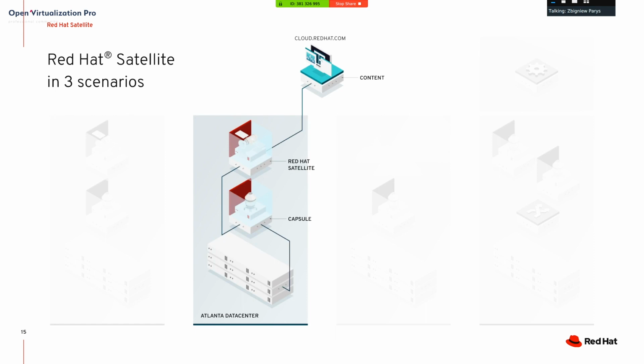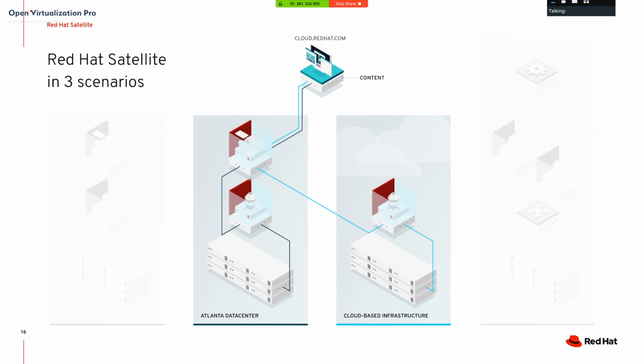So there is a first, most common scenario. Some company which has a data center in Atlanta and wants to implement Red Hat Satellite with built-in capsule. It's a small environment, but this capability, in my opinion, the best scenario is cutting off your virtual machine directly from the internet.